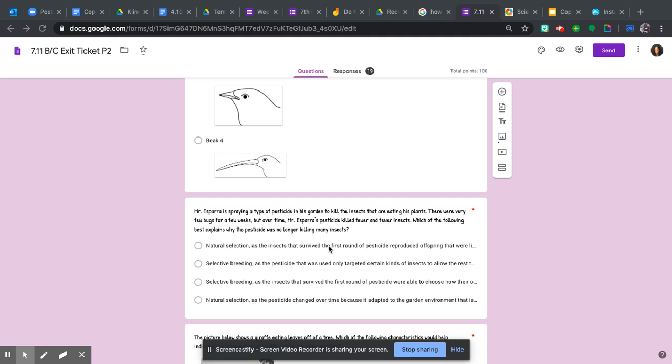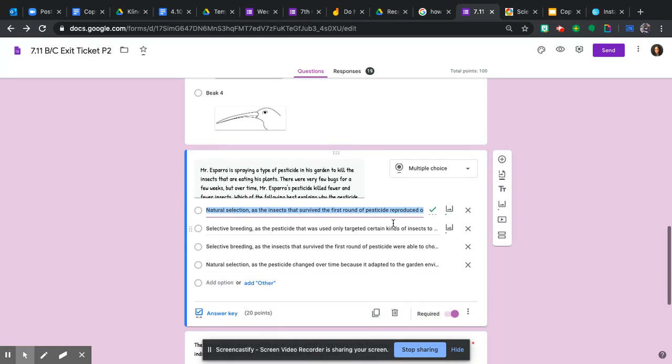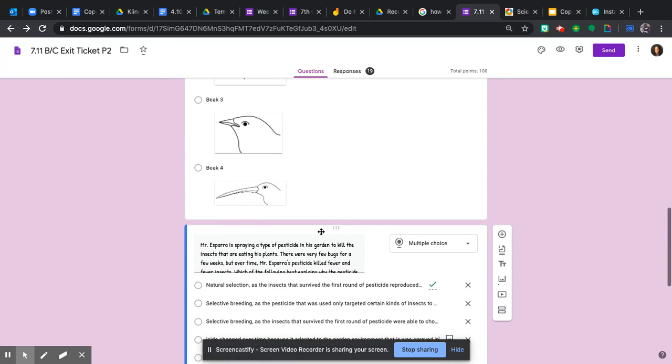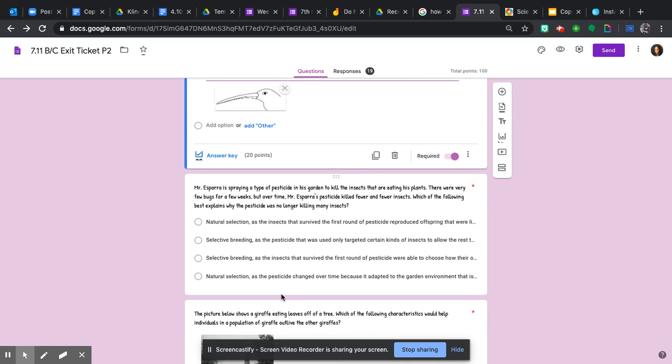Then one talks about how the first round of pesticides reduced the offspring. And the second one talks about offspring that were likely to resist the pesticide. Sorry, I had to scroll over. And then the next one talks about how the pesticide changed over time. It adapted to the environment of the garden. All right, well, you're not thinking about the pesticide adapting. You're thinking about the insects adapting. So you should have automatically crossed this one out and gone to this one.